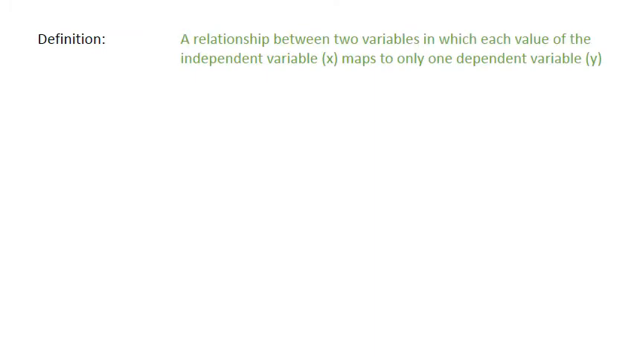So we'll start with the definition of a function. Just as a reminder, everything on the screen, all these definitions should be reminders. A function is a relationship between two variables in which each value of the independent variable maps to only one value of the dependent variable. Each x maps to only one y, or the x's can't repeat.